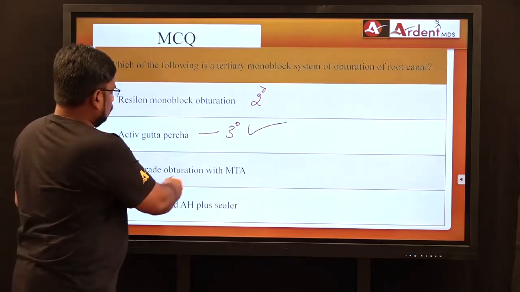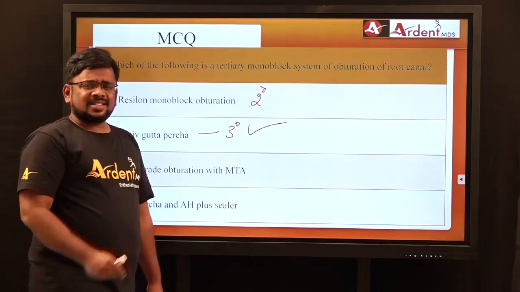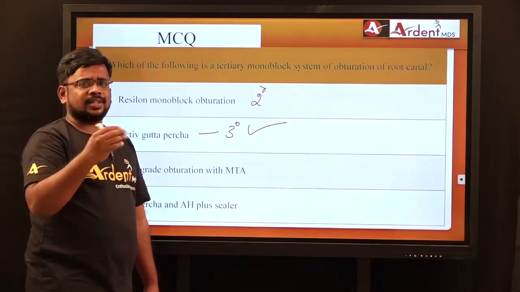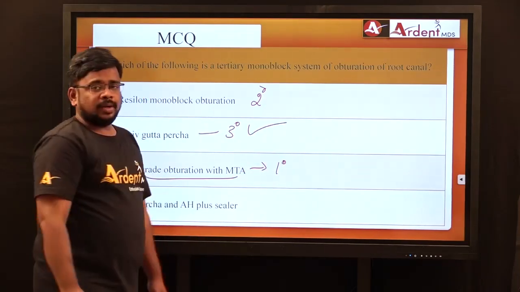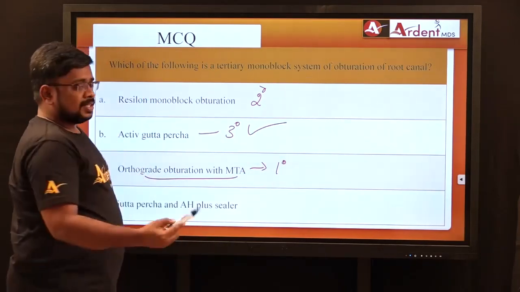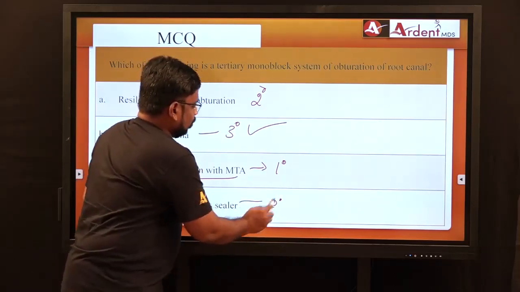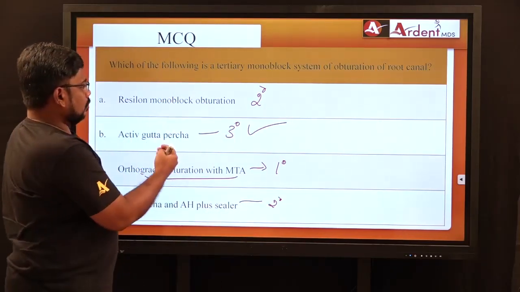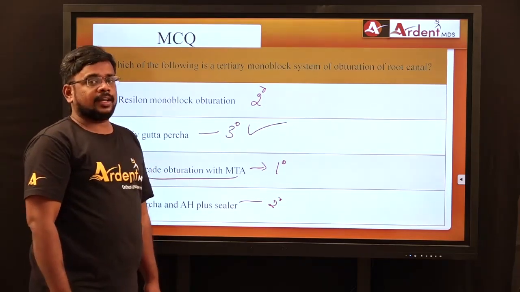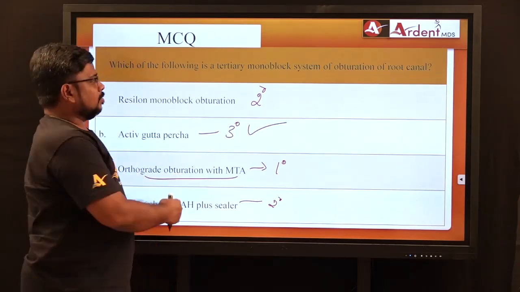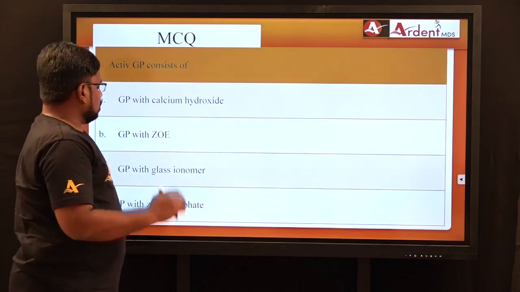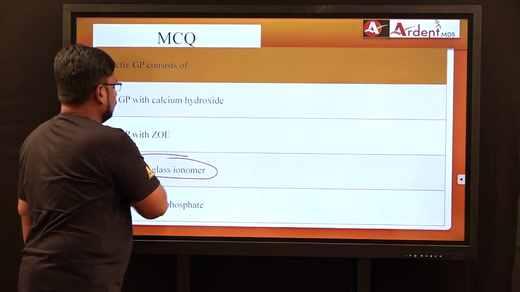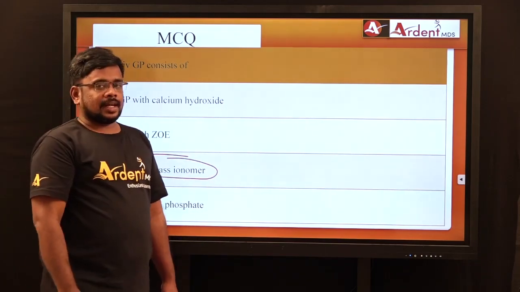What about this one? Orthograde obturation with MTA. Orthograde is through the crown or through the orifice of the root canal. So this is primary monoblock, only one material. Gutta-Percha and AH Plus sealer is secondary monoblock. So you have to know which material comes under which category of the monoblock concept. You can expect this type of question in your exam. The next one, what is called active GP? It is a question recently asked in an exam. Active GP is nothing but the GP which is coated with glass ionomer.